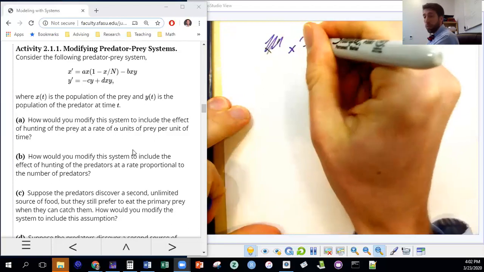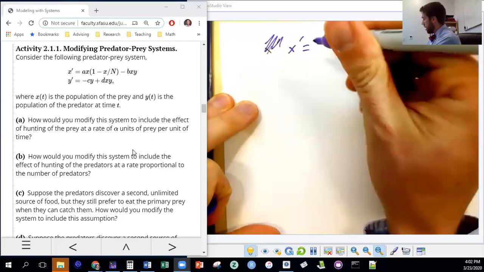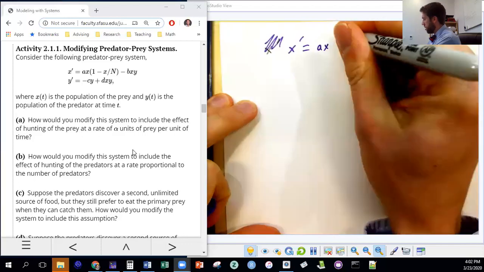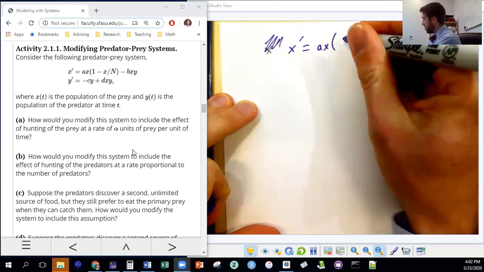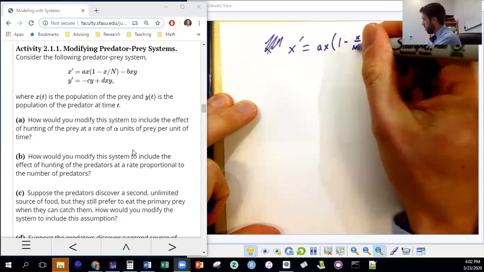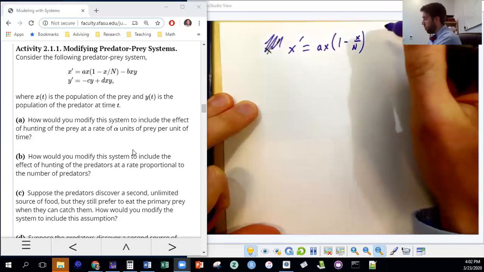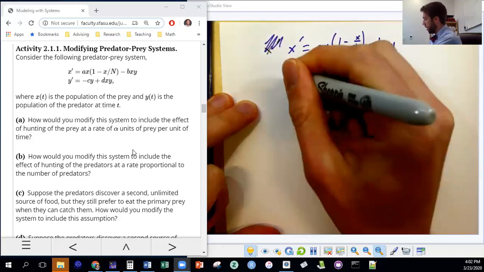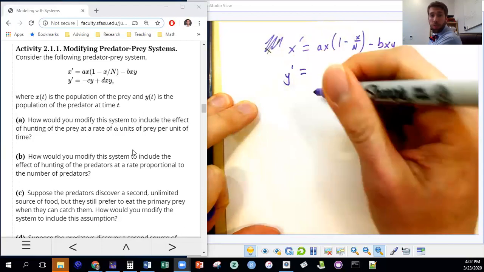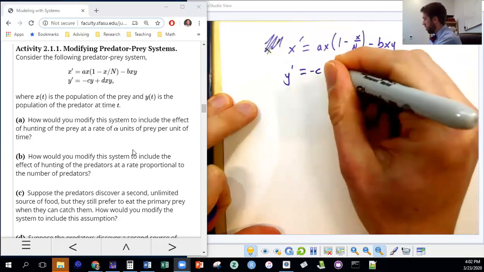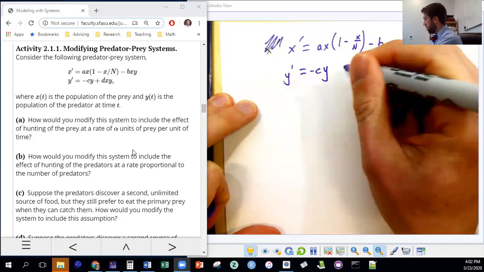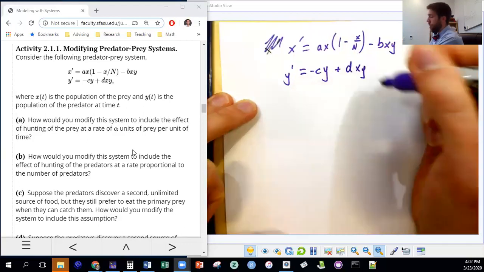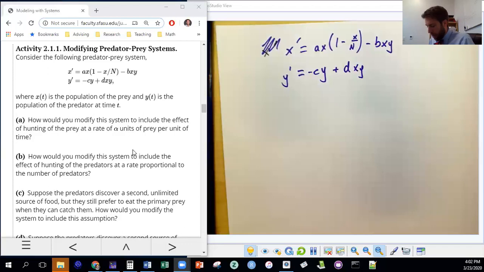x prime equals a x times 1 minus x over N, minus b times xy, and y prime equals negative cy plus dxy. Okay, now before I move on, I want to start to understand what this is saying.